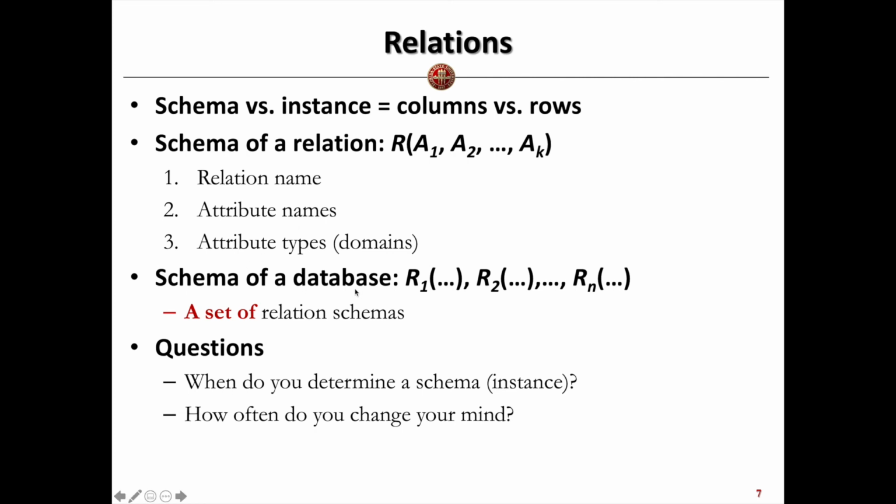Now, given a database, we have multiple relations. We have relation 1, relation 2, and relation n. Each one will be represented as a table. Therefore, when we create a database, we have multiple tables to be created inside the database system, and each one will be represented as a relation. Therefore, the schema of a database is also defined as a set of relation schemas.